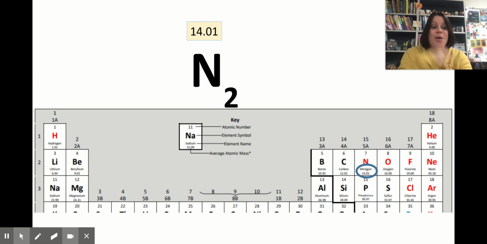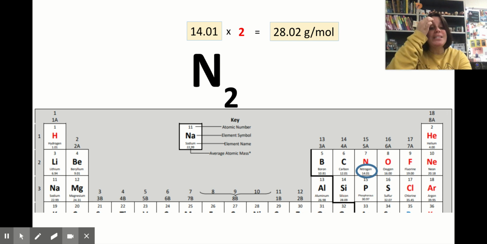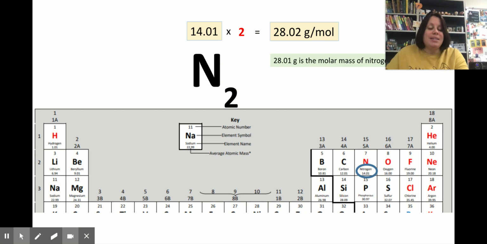While in N2, there are 2 atoms of nitrogen. So we're going to take that 14.01 grams and multiply it by the 2 nitrogens that we have. So that's going to give us a molar mass of 28.02 grams per mole. So that means, oops, that should say 28.02 grams is the molar mass of nitrogen. I typo right there, excuse me. Or 1 mole of nitrogen gas equals 28.02 grams of nitrogen gas.